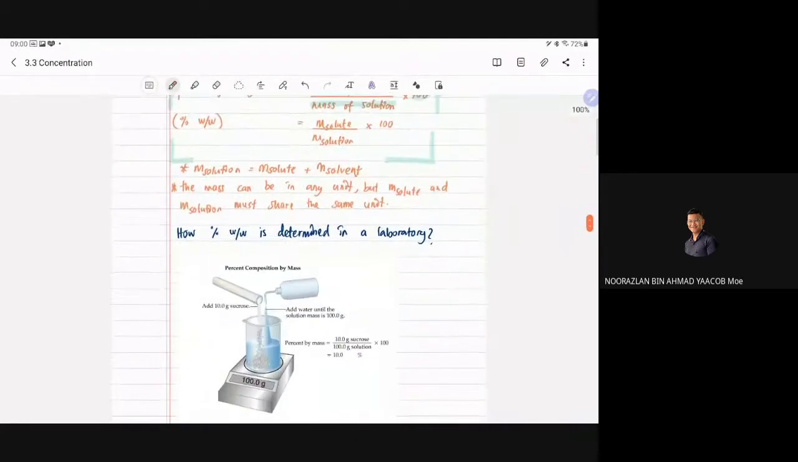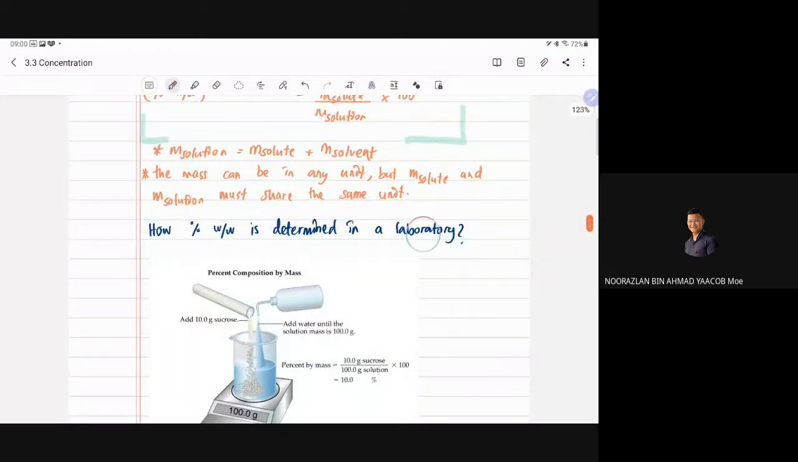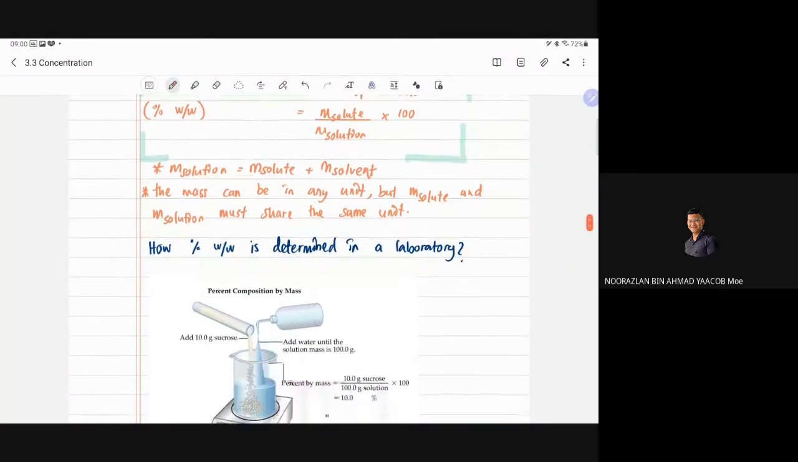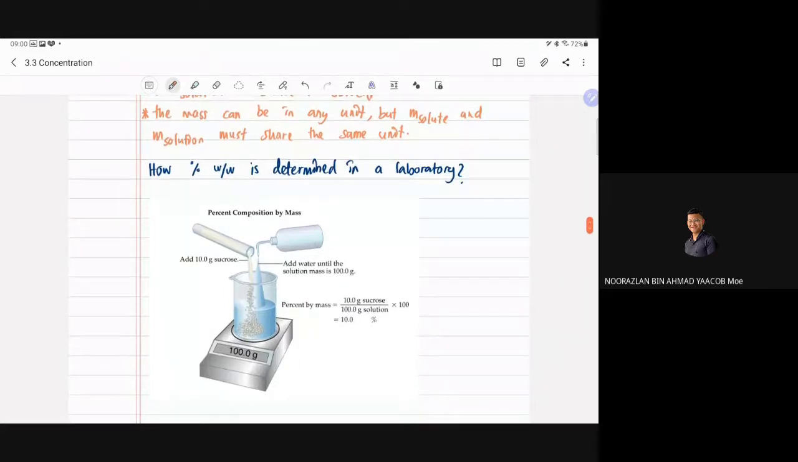So how do we determine percentage by mass in laboratory? Okay. Kalau macam tadi molarity tu senang je. Kalau kita dah timbang berat, kita boleh kira dia punya mol. Lepas tu kalau kita buat larutan, kita tahu volume dia berapa. Kita boleh terus kira molarity. Manakala percentage by mass pula, dia tak melibatkan volume tapi dia melibatkan mass.